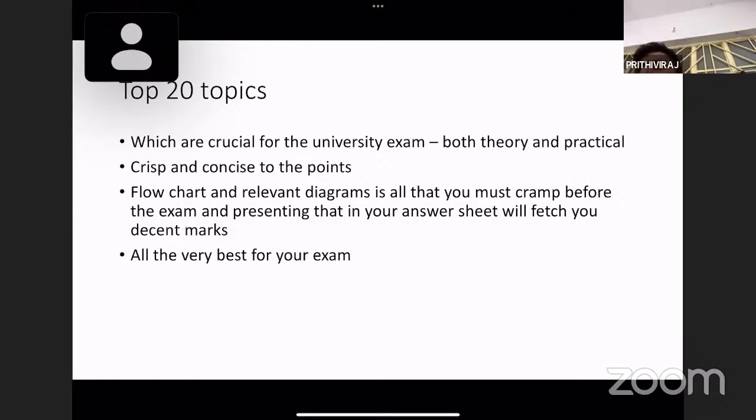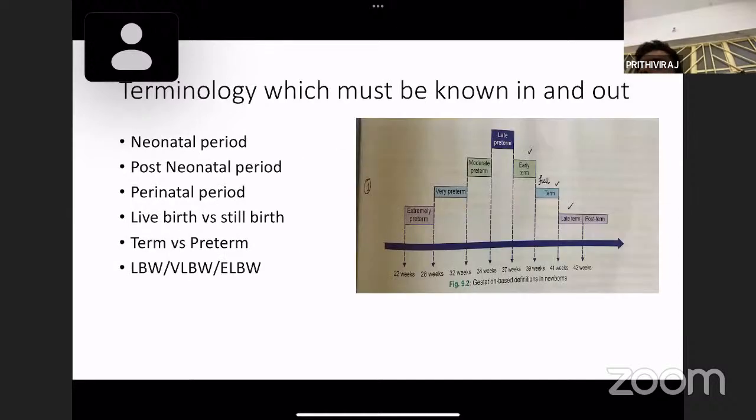So in neonatology, newborn is something different from other subjects. Most people think that if I read medicine, with that knowledge I can write pediatrics. To some extent, it will help you. But there are a few topics which are very peculiar to pediatrics, and one of the important topics among them is neonatology, because a newborn is not like adult medicine. So, as an undergraduate, you should be familiar with a few terminologies that could be asked in your university theory paper as well as in your viva, which must be known in and out.